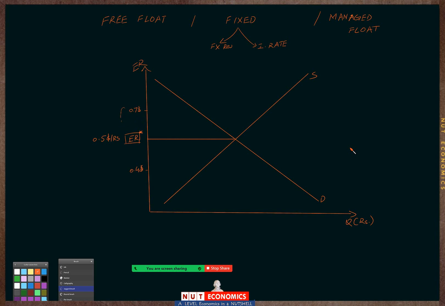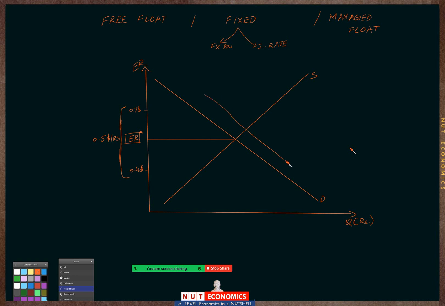Basically, managed float means when the central banks, they come in and they give you a certain range within which they want to fix the exchange rate. So basically, they are allowing for some fluctuation according to demand and supply.